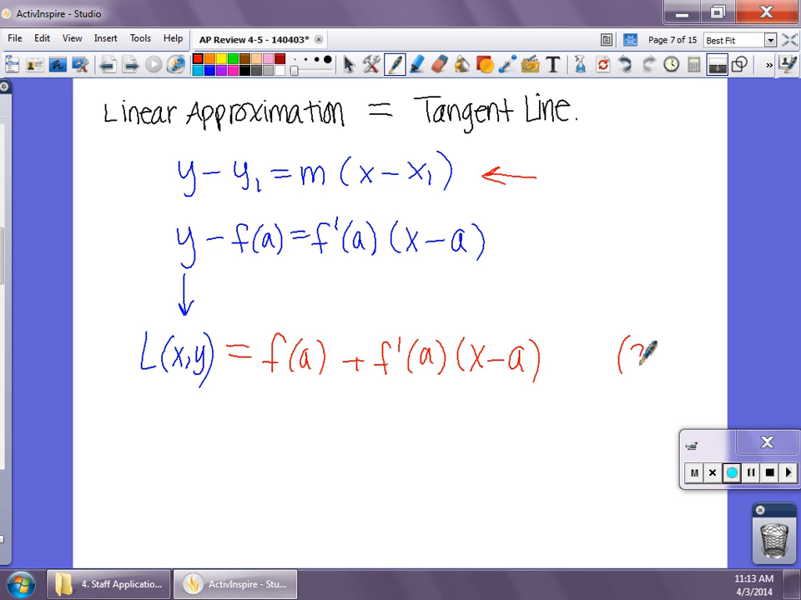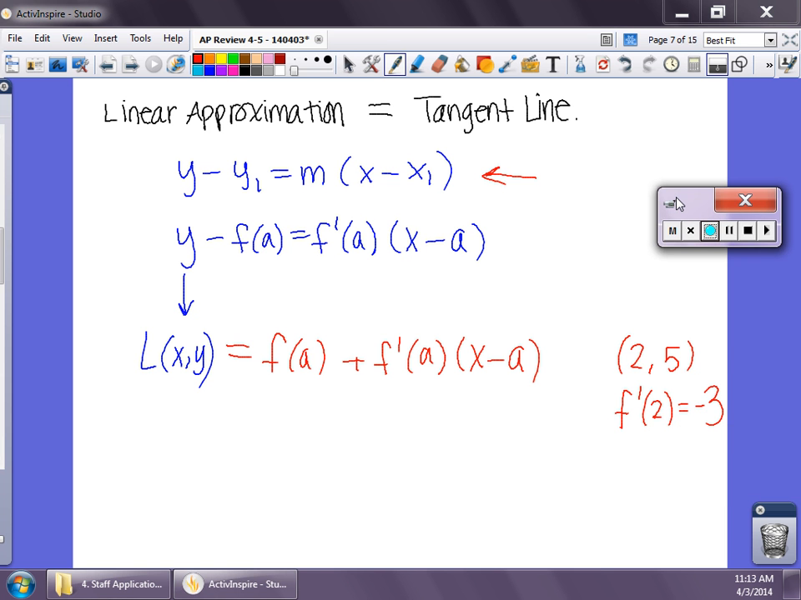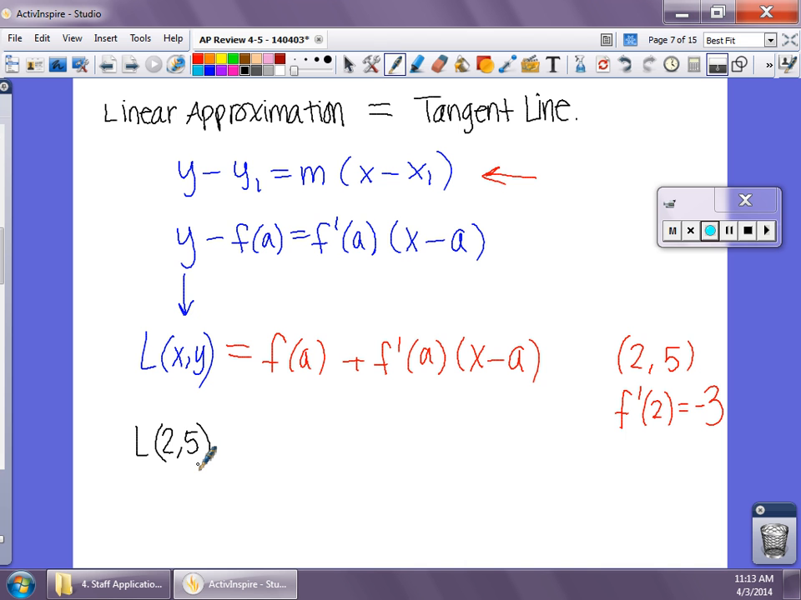So if I ask you to write, I give you the point (2, 5), I tell you that f prime of 2 is -3. The linear approximation then looks like this. You get to write the point. I wanted it at 2, 5. That just tells us where my approximation was made, equals the y value of the point, 5, plus the derivative of the point, -3, times x minus the a, that's 2.